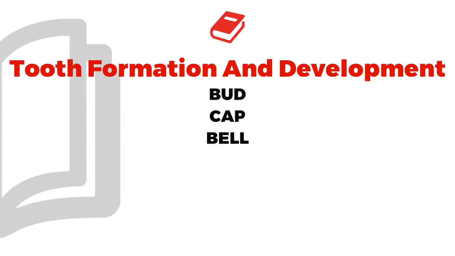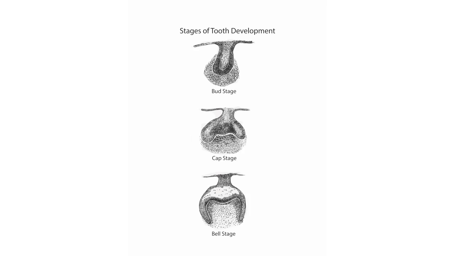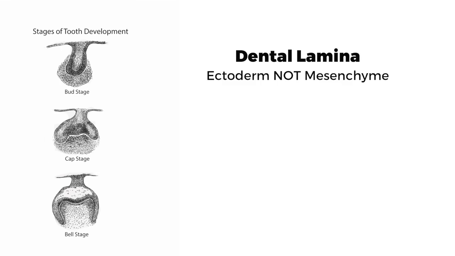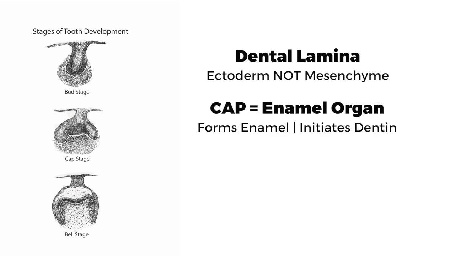associated with each. Let's pull up that diagram of the cap, bud, and bell stage, and we'll point out a few highlights. Looking at this diagram, starting with the bud stage, I want you to note that the dental lamina from which teeth are derived does come from ectoderm. Make sure to know that it's ectoderm, not mesenchyme. You can see how this process progresses as a bump grows in the bud stage and begins to grow around ectomesenchyme. We now have the dental follicle or cap that will form enamel and initiate dentin.